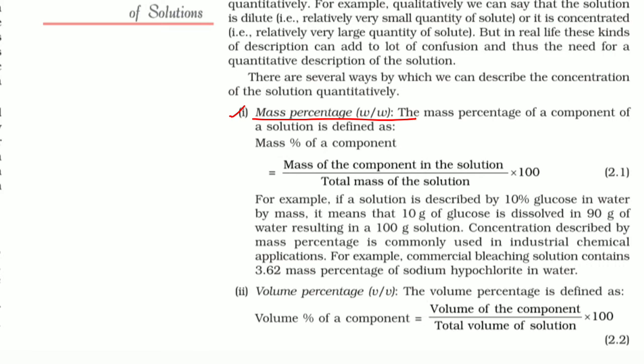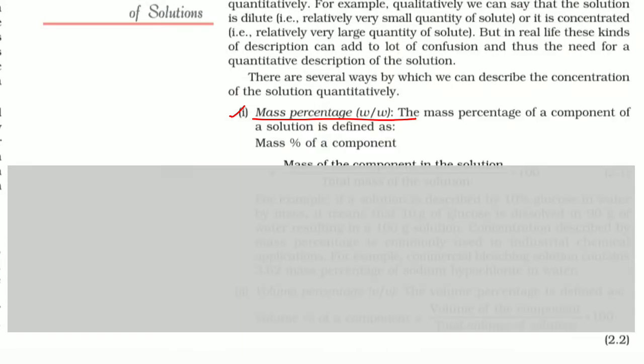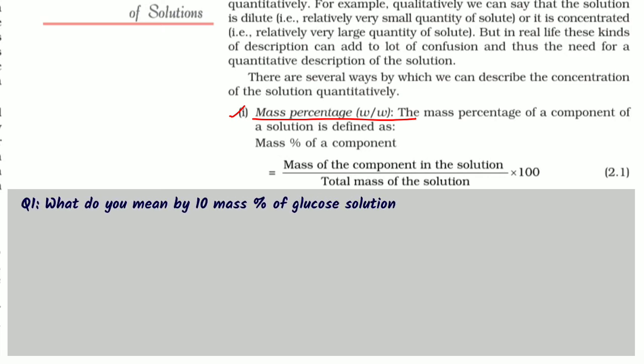So the question is, what do you mean by 10 mass percentage of glucose solution? Or the question may be put this way also: what is the meaning of 10 weight by weight percentage of glucose solution? So actually the answer will be like this.